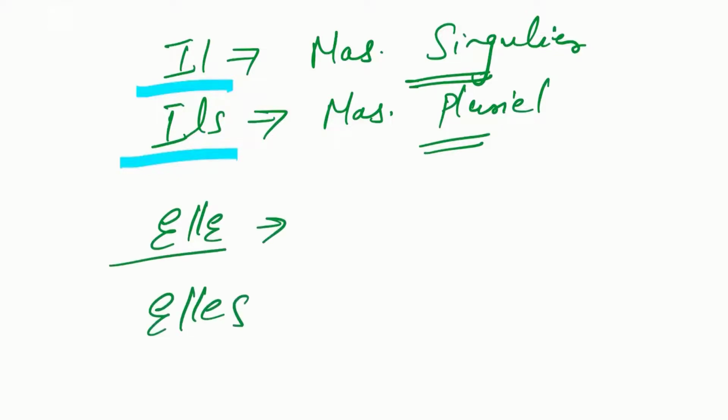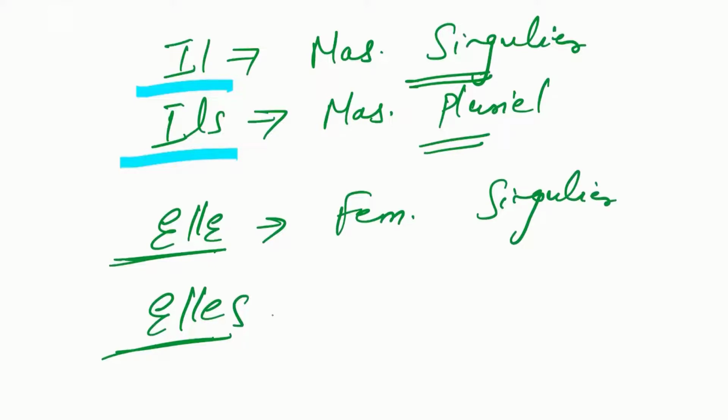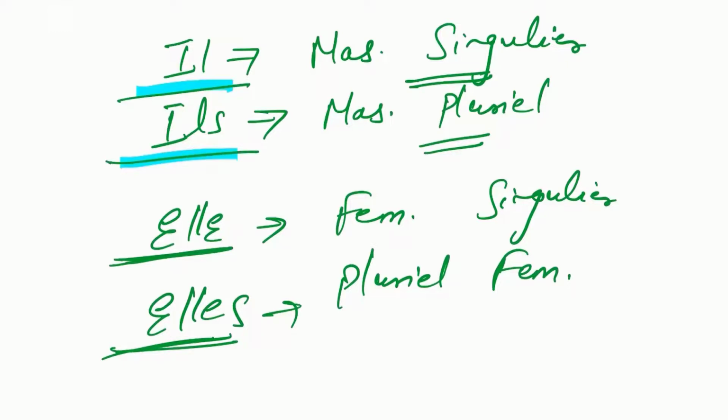If you can see the pronunciation, L. But this L is used for feminine singular, and this is plural feminine. Okay, got it? So this is il, and this is ils. The pronunciation is the same, but the uses are different. So let's just revise this once again.